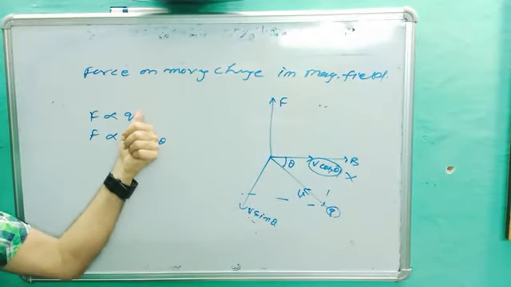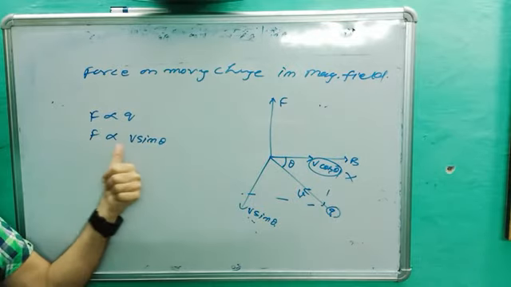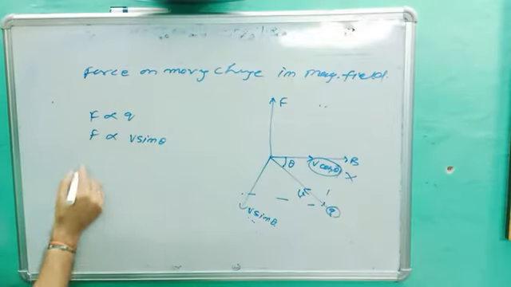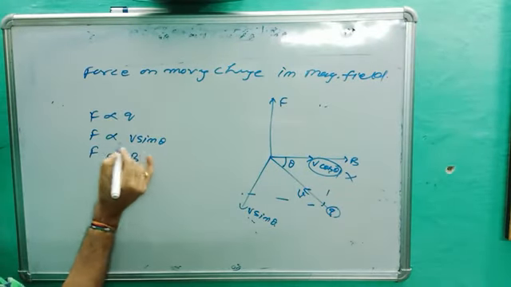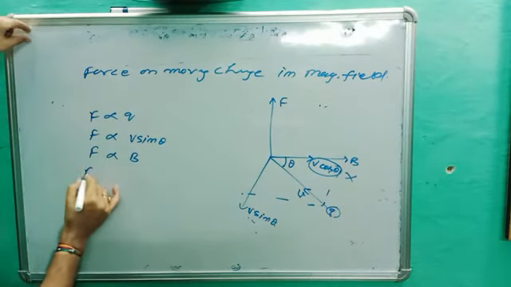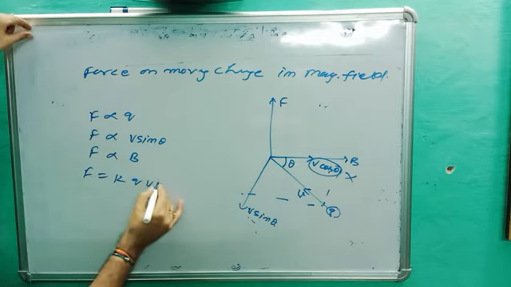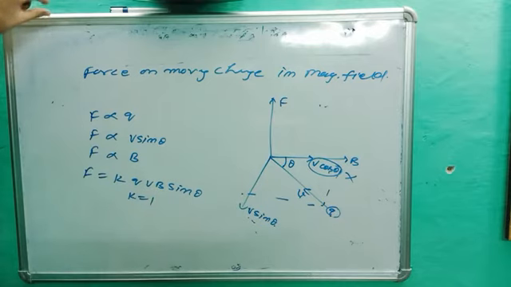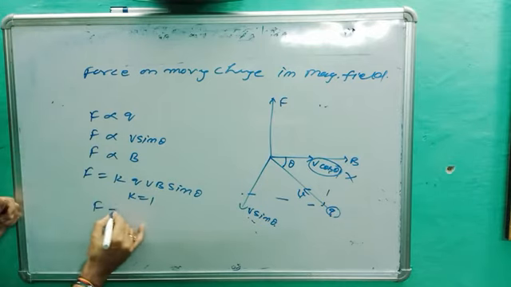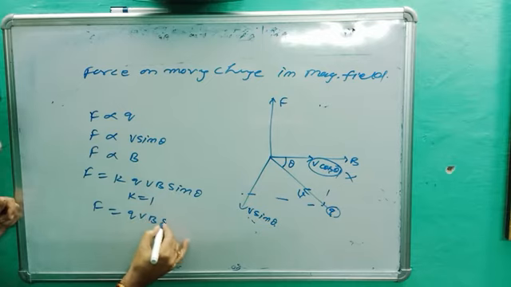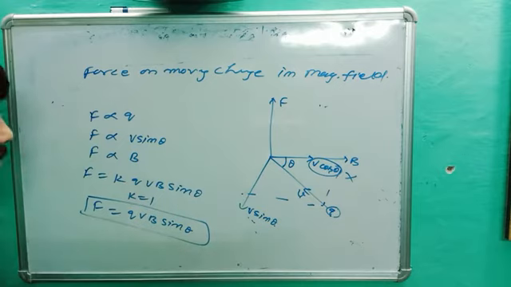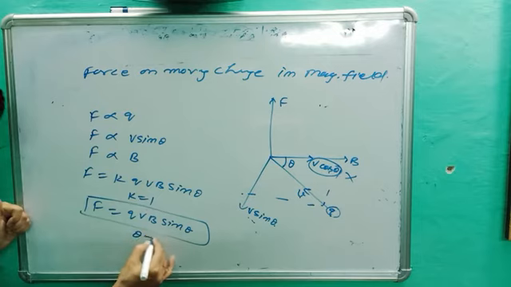So we are taking first F proportional to Q, F proportional to V sin theta, and third, it depends on the magnetic field B. So we get F is proportional to B. If we combine them, what do we get here? F is equal to K Q V B sin theta. If K is equal to 1, this is a constant. What we can get? F is equal to Q V B sin theta. This is the very, very important formula for you, for a moving charged particle in a magnetic field. That is the force. If you better know, if theta is equal to how many degrees?